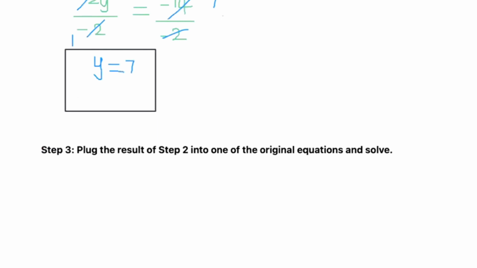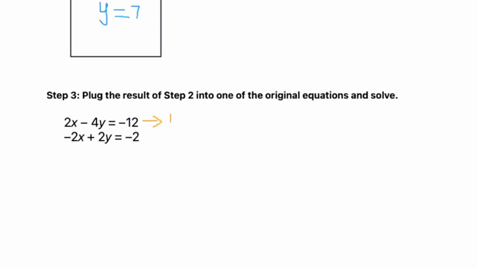Okay, we know the given question here. There are two equations. You can pick any one of the equations here. So let's just pick the first equation. Equation 1. So let's write 2x minus 4y equal to minus 12.